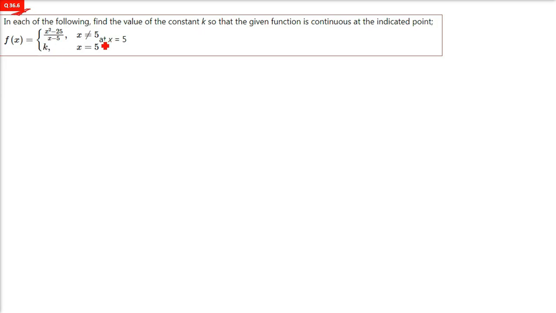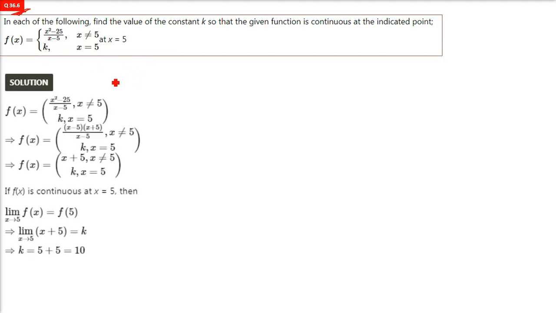Now this one also, same way: in each of the following, find the value of the constant k so that the given function is continuous at the indicated point. So you don't need to go through that LHL and RHL. Why? Because we can see that x square minus 25 can be written as x square minus 5 square, and x minus 5 into x plus 5, that x minus 5 is going to be cancelled. So I will directly do it using the limit rather than going for those left LHL and RHL.